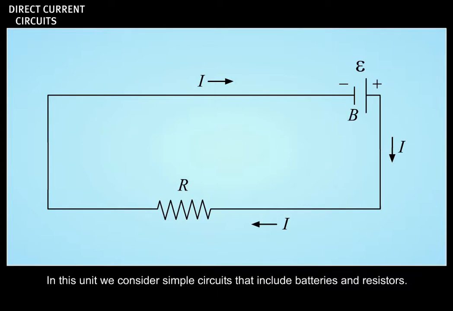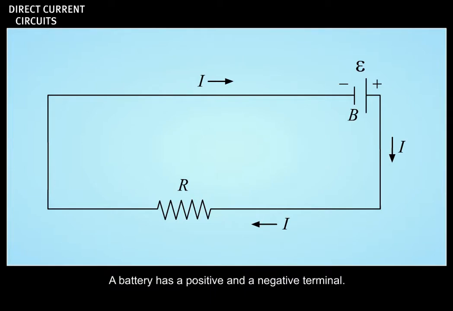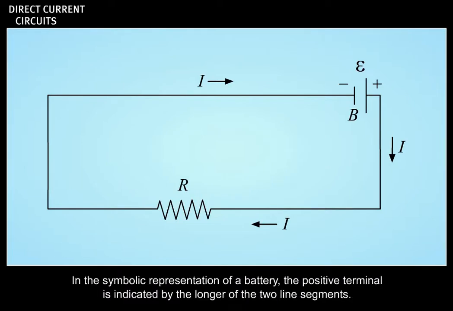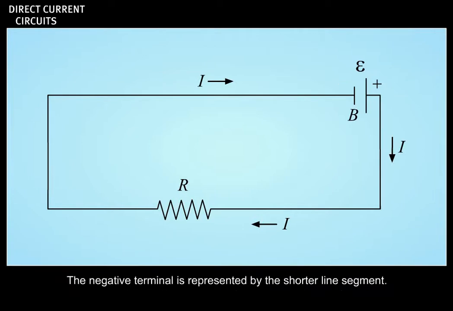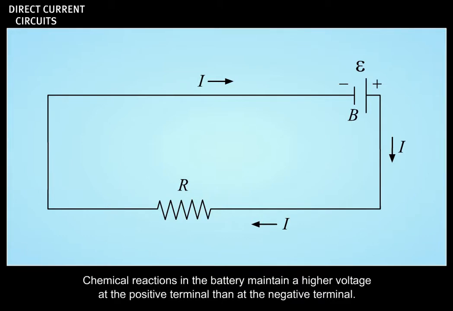In this unit, we consider simple circuits that include batteries and resistors. A battery has a positive and a negative terminal. In the symbolic representation of a battery, the positive terminal is indicated by the longer of the two line segments. The negative terminal is represented by the shorter line segment. Chemical reactions in the battery maintain a higher voltage at the positive terminal than at the negative terminal.